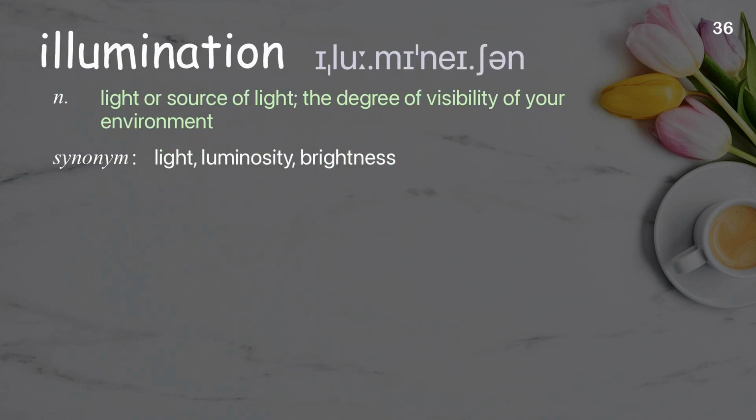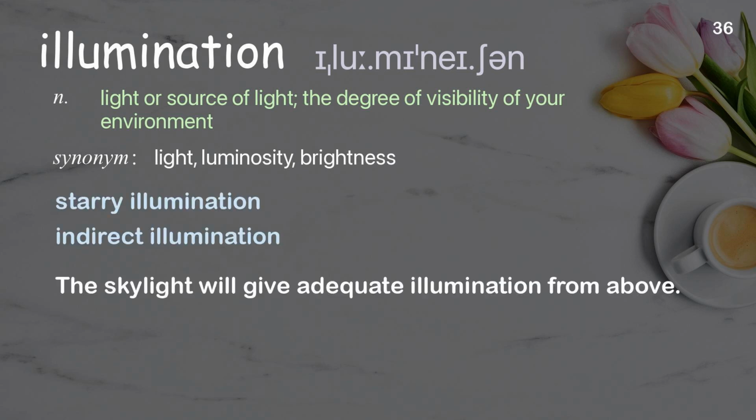Illumination. Light or source of light, the degree of visibility of your environment. Examples: Starry illumination. Indirect illumination. The skylight will give adequate illumination from above.